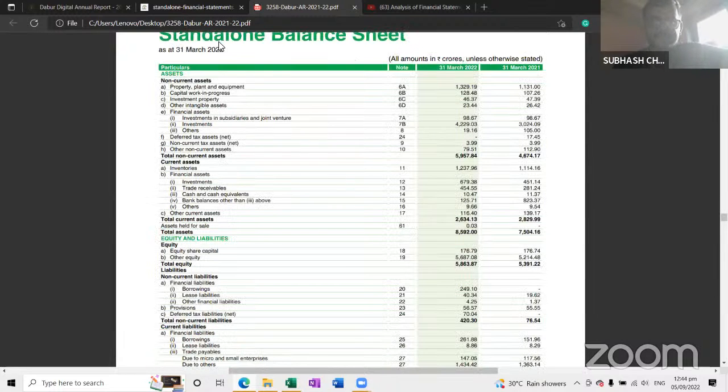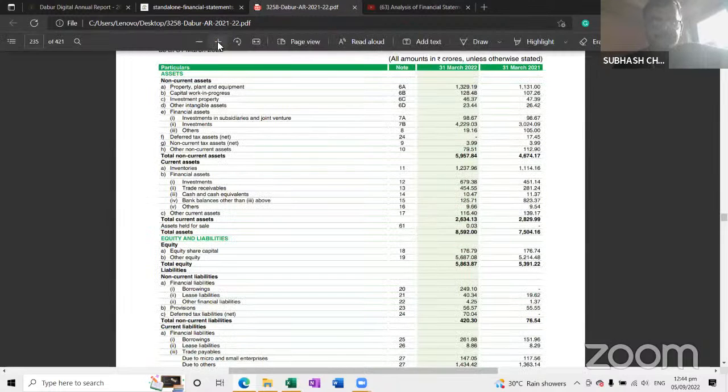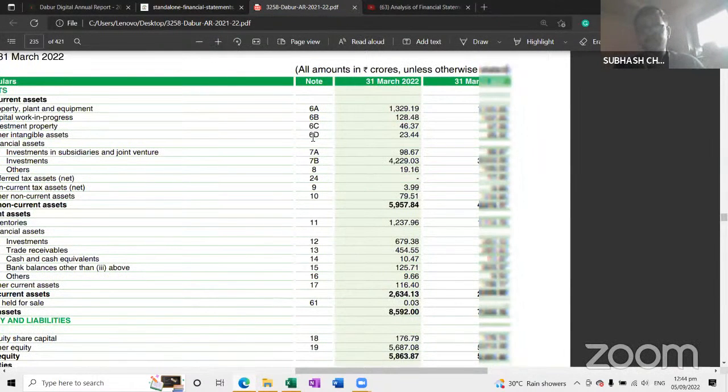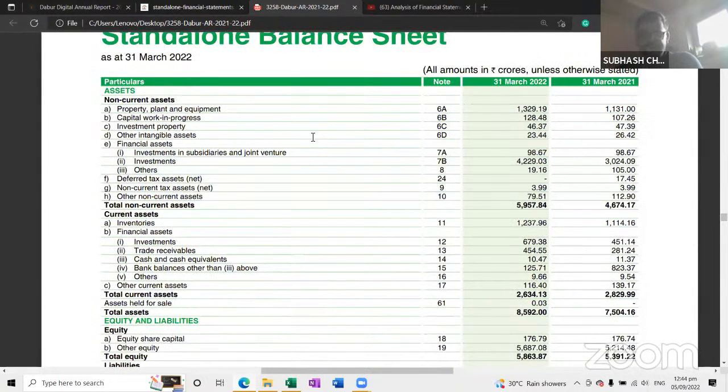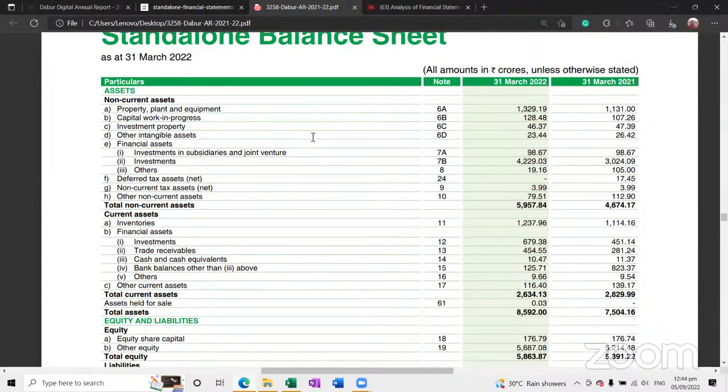Okay, let's start from the balance sheet because it is easy to understand. Assets, liabilities, very easy. I hope it is visible to everyone. Good to go. Yes, everyone, is it visible to you all? Yes, sir.